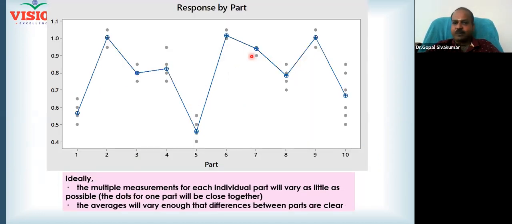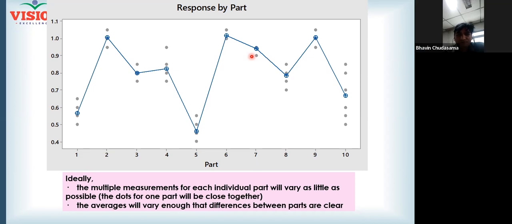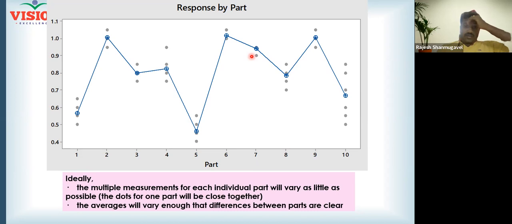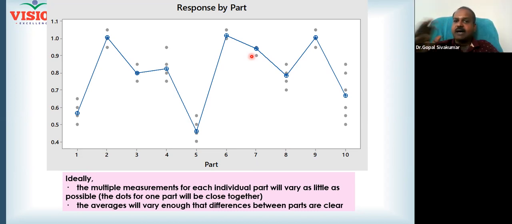Now, what is this graph? Purpose of the graph? Repeatability or reproducibility, or what is the purpose here? So check the part-wise reproducibility. Tell me which particular part your team has handled in the best manner.